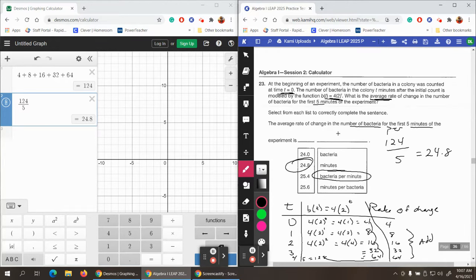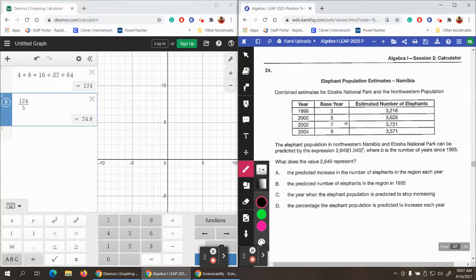All right, let's go to number 24. Combine the estimates of Etosha National Park; the northwestern elephant population can be predicted. So here's the equation. B is the number of years since 1995. What does 2649 represent? Nope, it's not there. Okay, so it's going to represent a number that's not on this table.